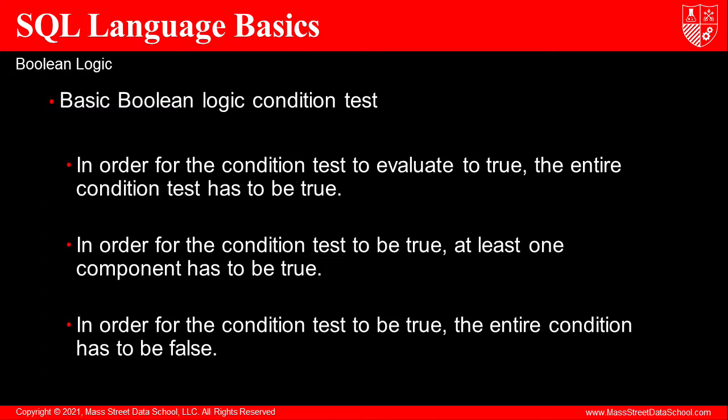When it comes to Boolean logic, your basic options are: with AND, in order for the condition test to evaluate to true, the entire condition test has to be true. With OR, at least one component has to be true. With NOT, the entire condition has to be false. Condition tests can be incredibly complex, enough that it can give you a headache trying to figure out if something should evaluate to true or false. In the strongest terms possible, I recommend that you do everything you can to keep your condition test simple and straightforward. Let's have a go real quick at some basic logic problems, just to see if you understand so far.